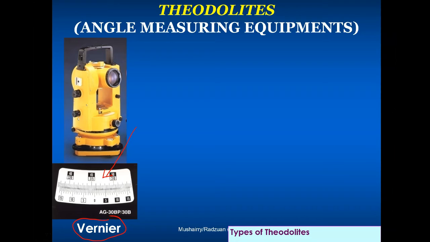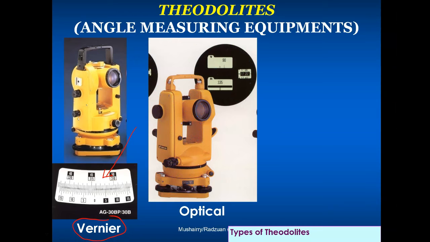So any angles that you read will be from a Vernier scale, hence the name Vernier Theodolite. Okay, then we'll have other types. The next one in the middle of the screen is called optical. Again, it's differentiated by the way the readings are given. In this case, the angle is read through a telescope, which gives you the degree, the minute, and second. So there's no vernier anymore.